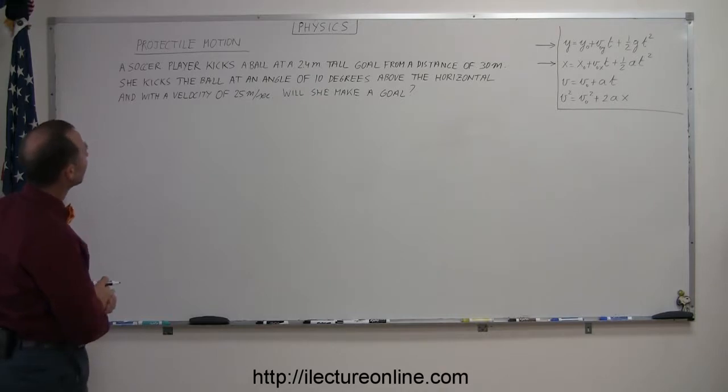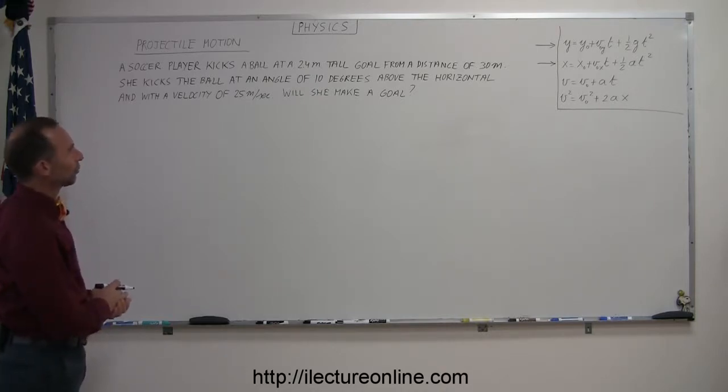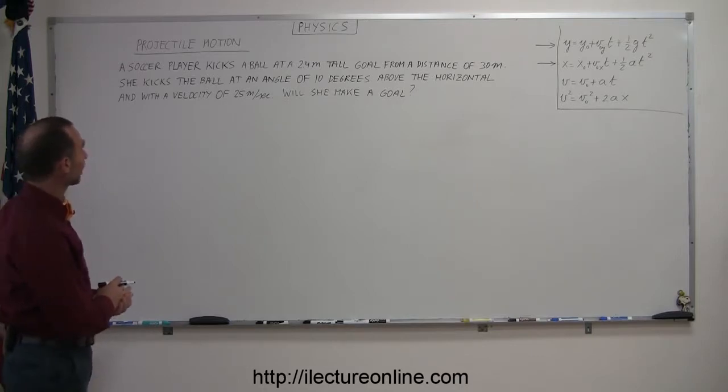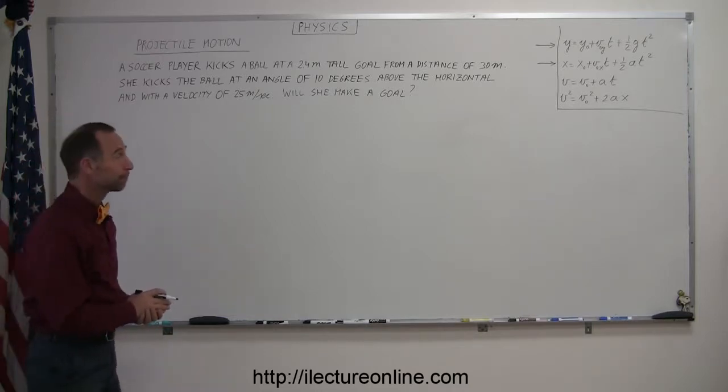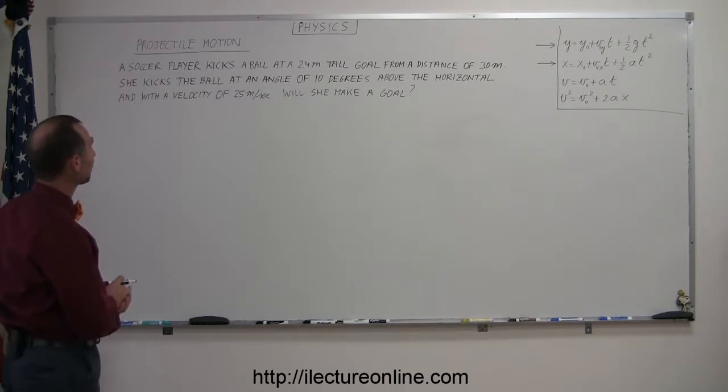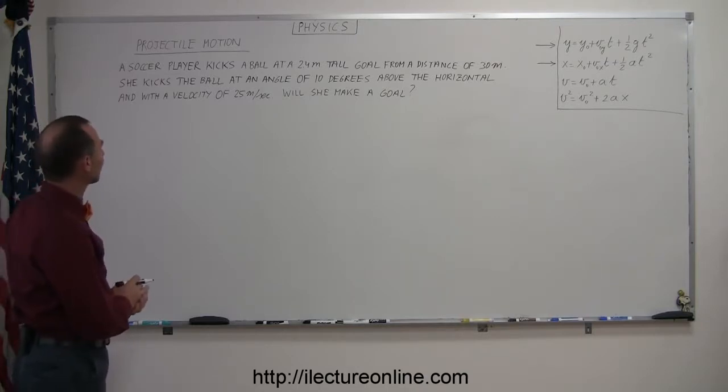A soccer player kicks a ball at a 2.4 meter tall goal from a distance of 30 meters. She kicks the ball at an angle of 10 degrees above the horizontal and with a velocity of 25 meters per second. Will she make a goal? All right, that sounds like a pretty fun problem. Let's write down what's given.